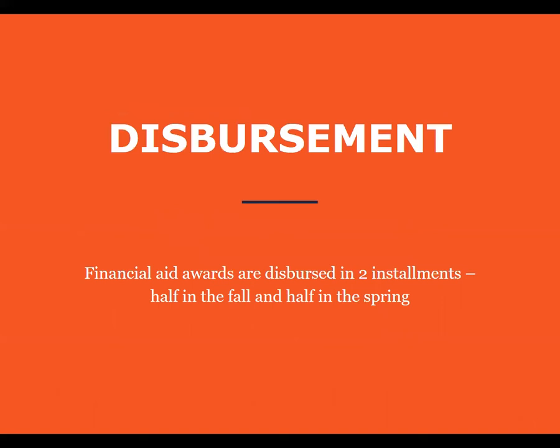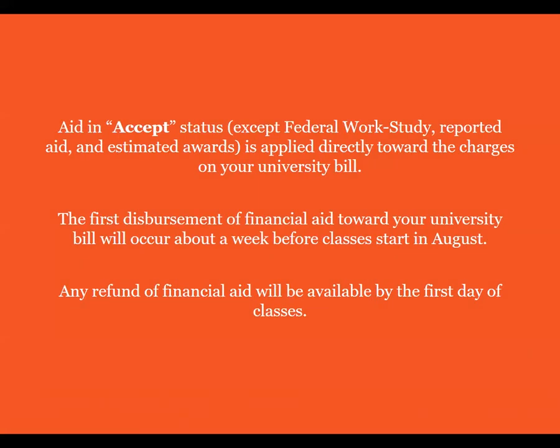Your financial aid disburses on a semester basis, half in the fall and half in the spring. As long as your requirements are accepted in a timely manner, you can expect your accepted financial aid to disburse. Work-study, reported aid such as scholarships you anticipate receiving, and estimated awards will not disburse, however.